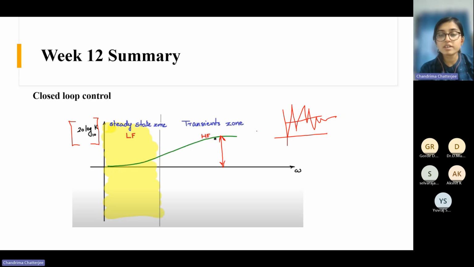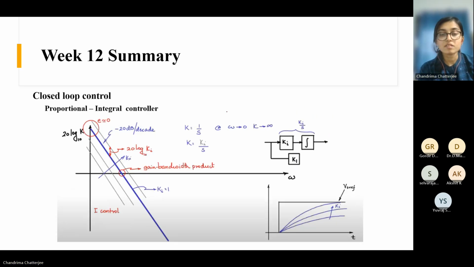That's why we need to use some other type of controller. That's where we will see the advantage of a proportional integral controller. This is a very simple controller, but it is the most widely used controller. This is very popular.